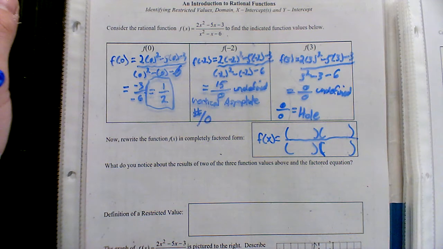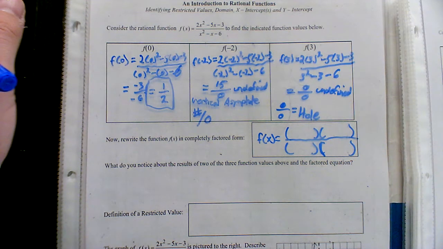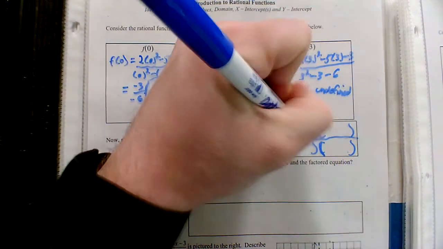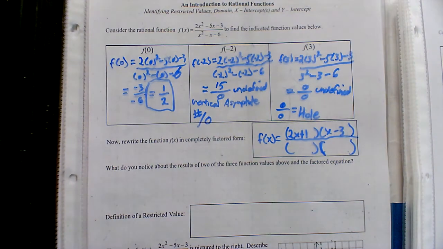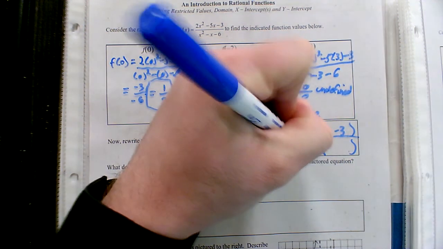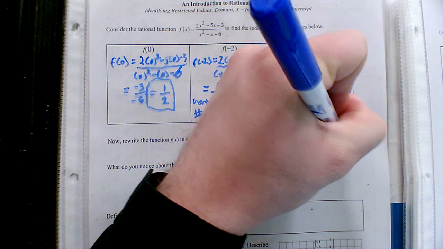Was anybody able to factor the top yet? Anybody? Griffin, did you have any luck? X minus 3 and 2x plus 1. Yeah, 2x plus 1, x minus 3, thank you. What about the bottom? I think the bottom was a little easier. Yes, go ahead. Okay, x plus 2 and x minus 3, very good.